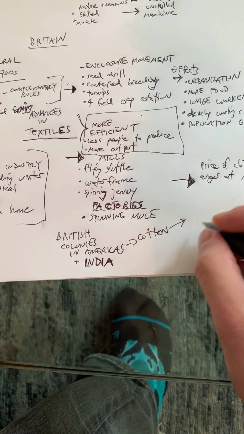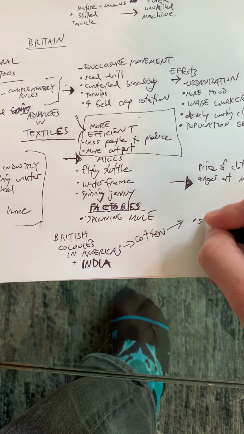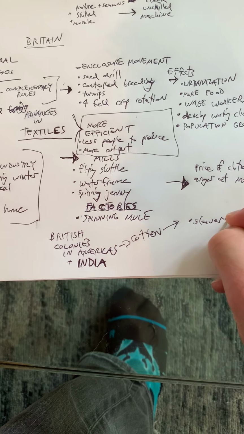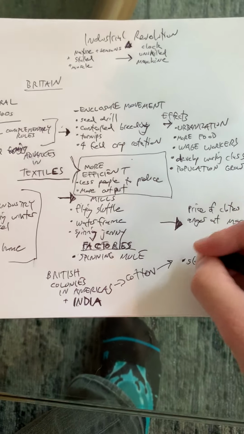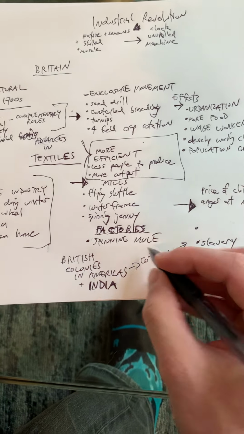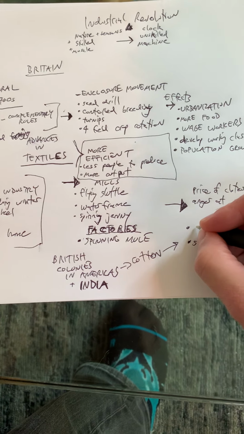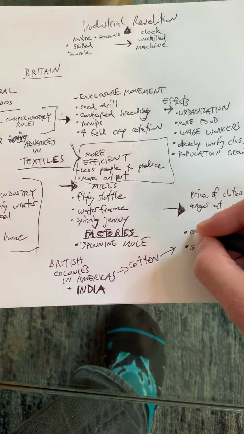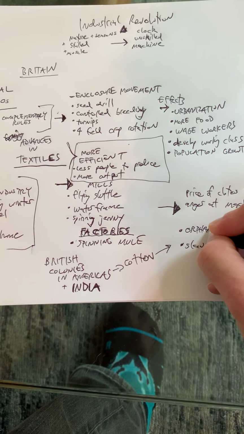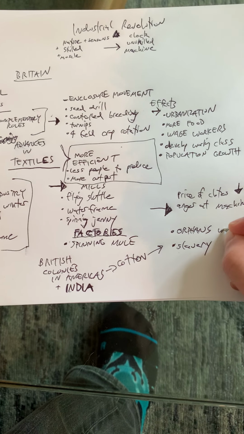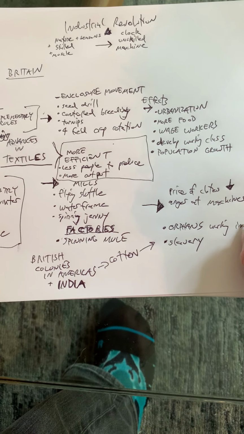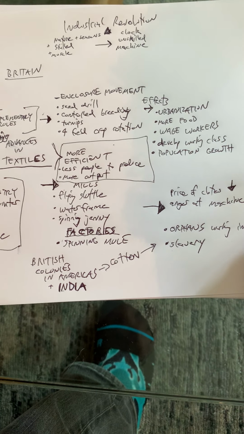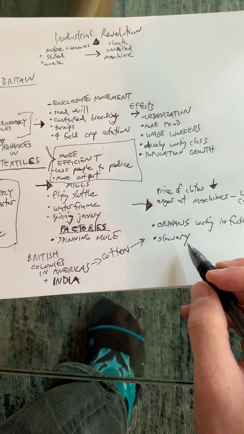What are some of the effects of this? They're using slavery. They're also, in the beginning, the first wave of factory labor was children, were orphans, working in miserable conditions.